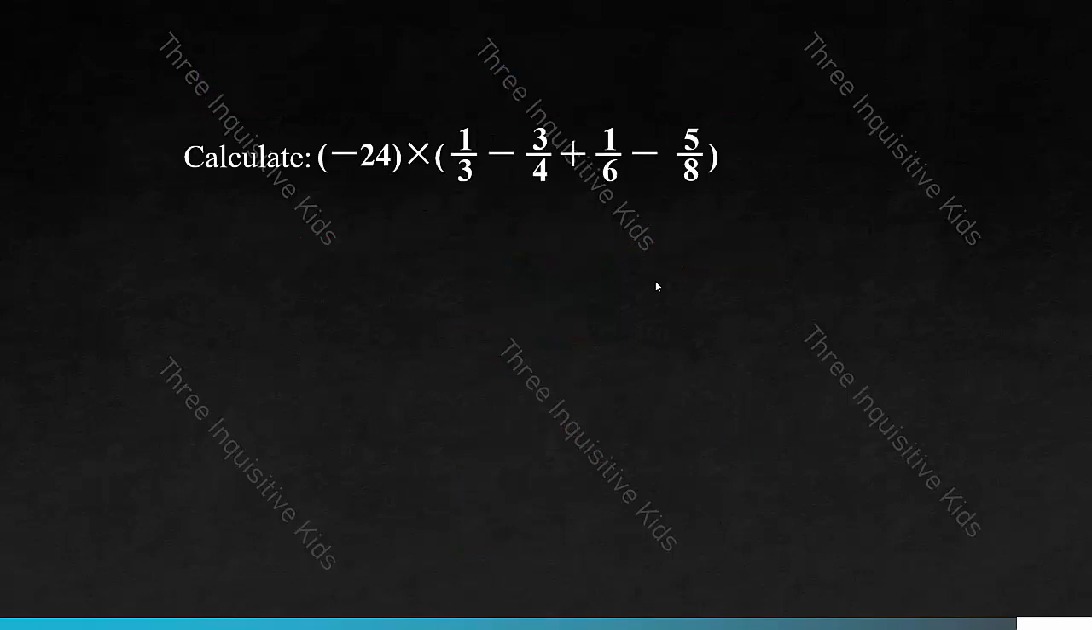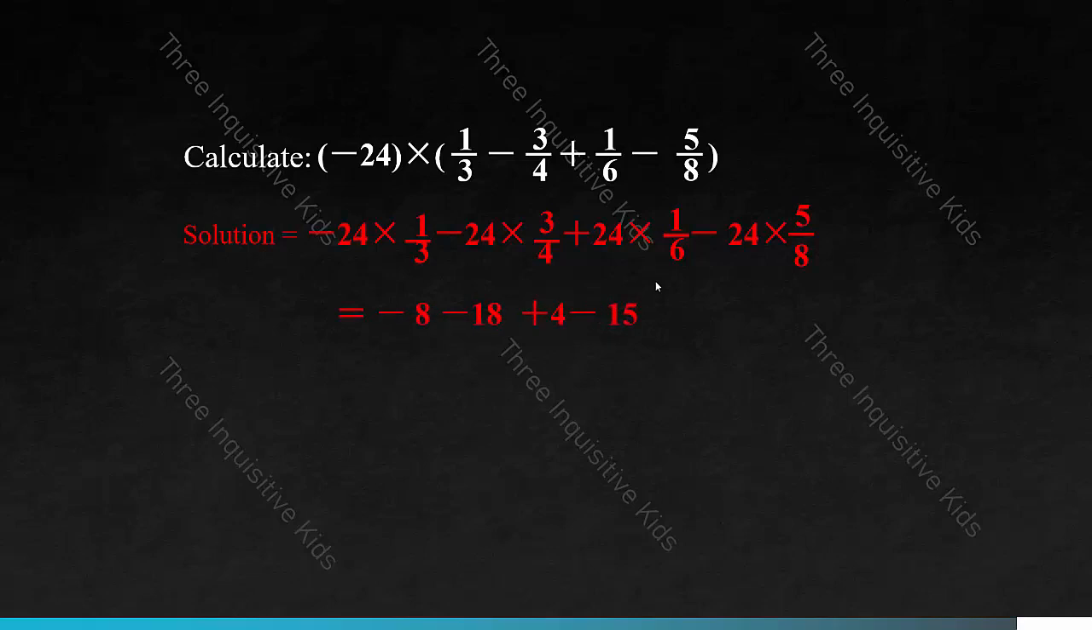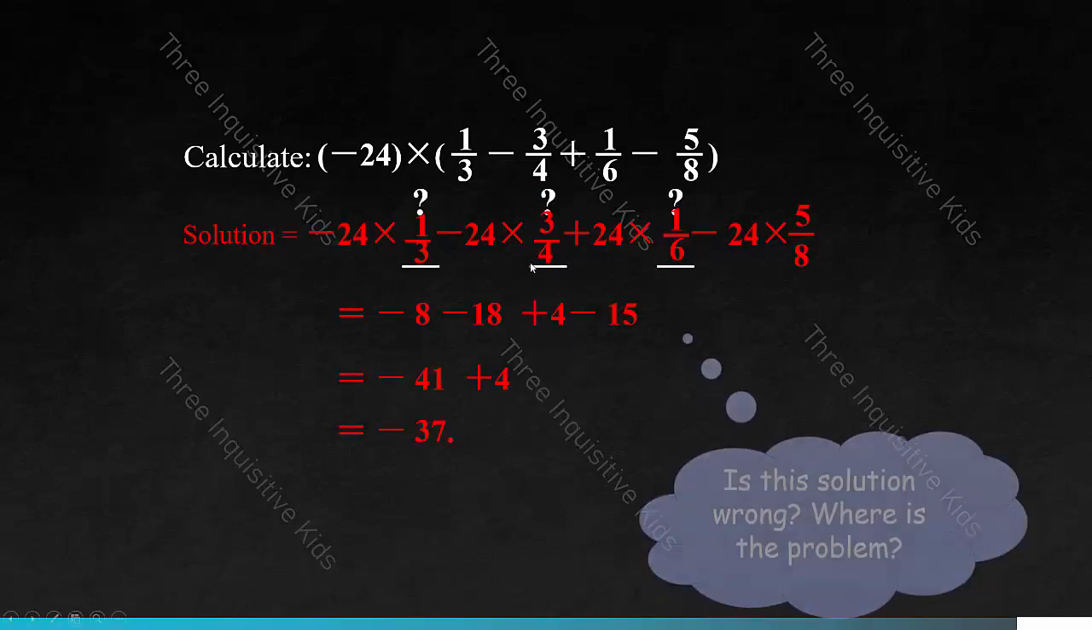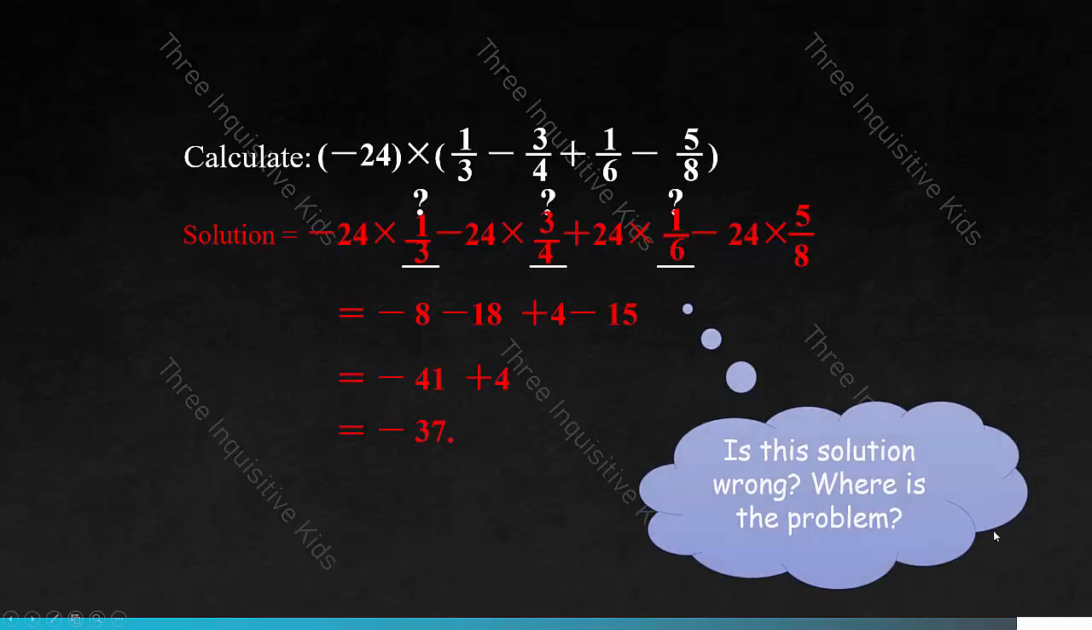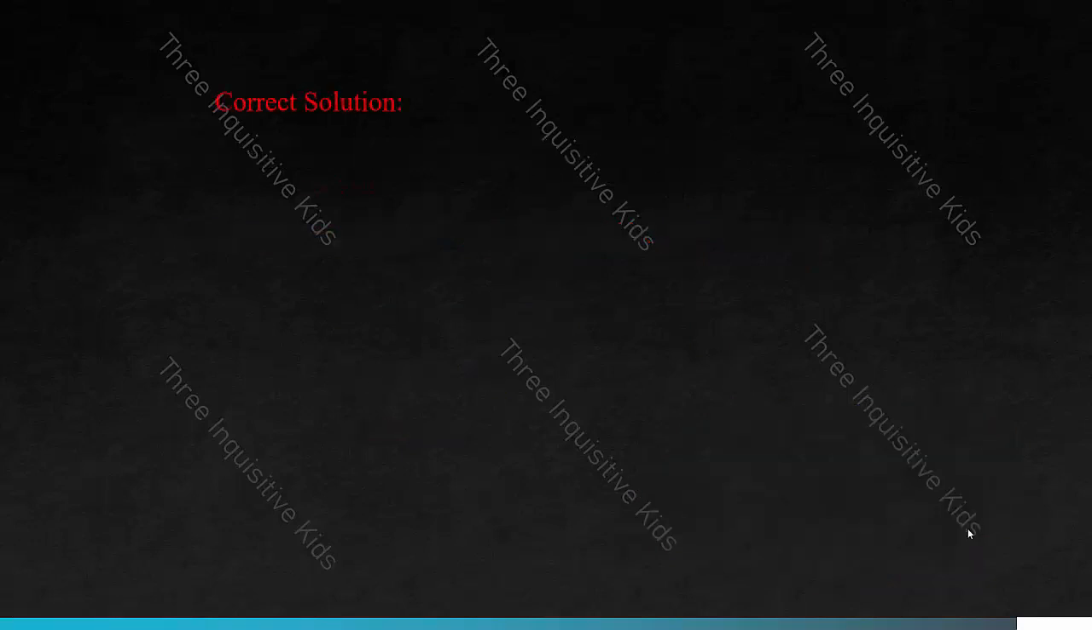Here's another example. The solution would be to apply the distributive property of multiplication, and we end up having to cancel a lot of things out, so we're left with only whole numbers, and we do negative 41 plus 4, which gives us negative 37. But is this the correct answer though? Where is the problem? I want you to think about that for a moment. Is this wrong? Here's a correct solution.